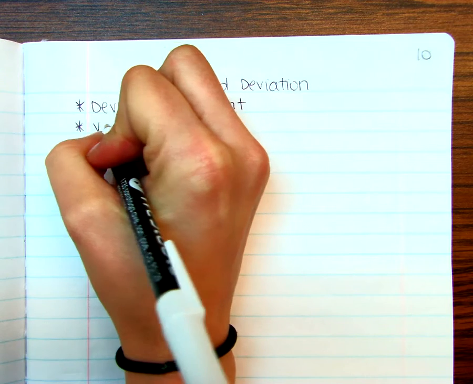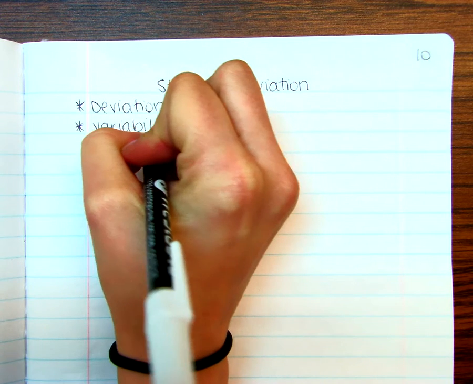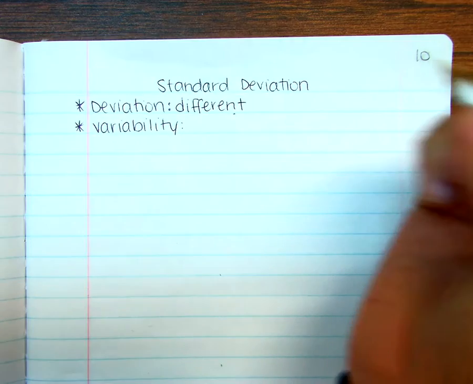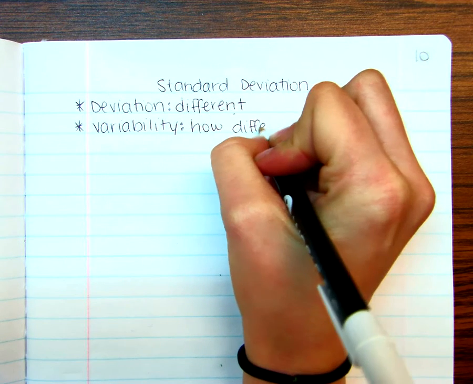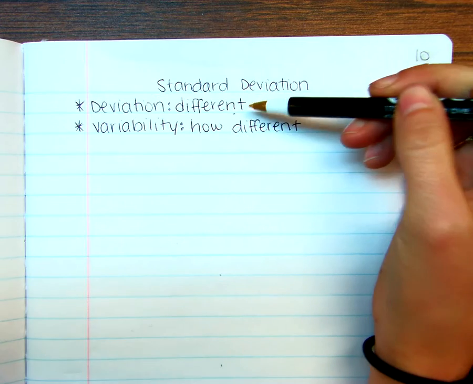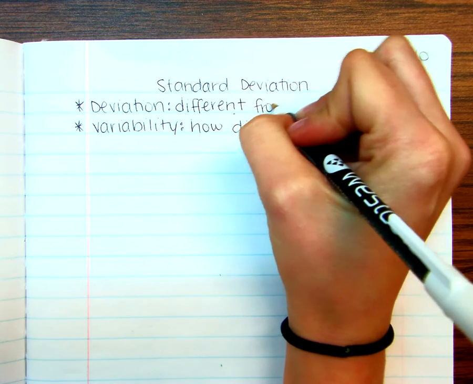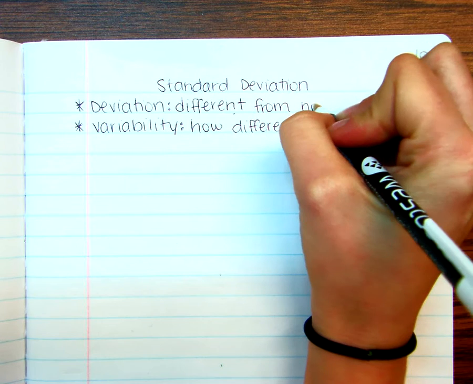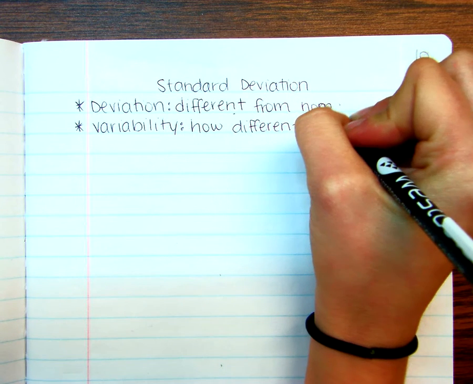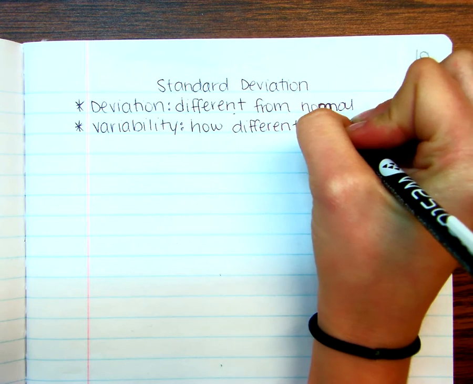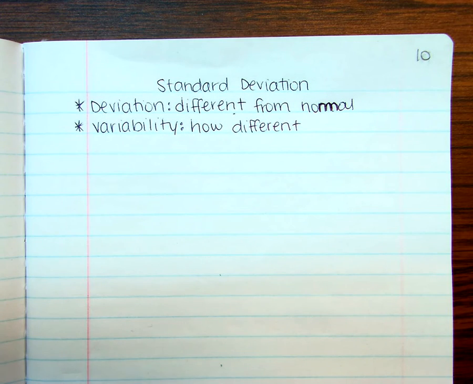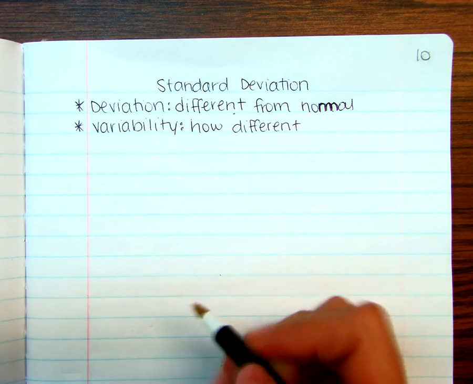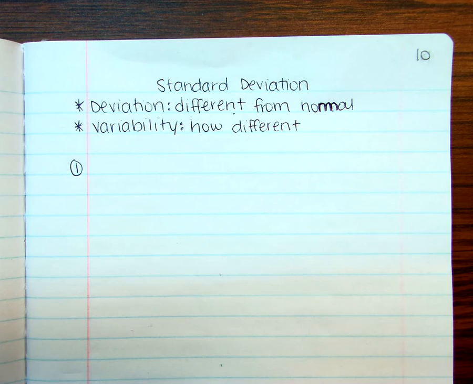And also we're going to learn about variability. Variability has to deal with how different. So deviation means different from the normal, and variability means how different. Okay? So there's several steps that we have to take, and I'm going to go ahead and list those steps here and then work through an example.